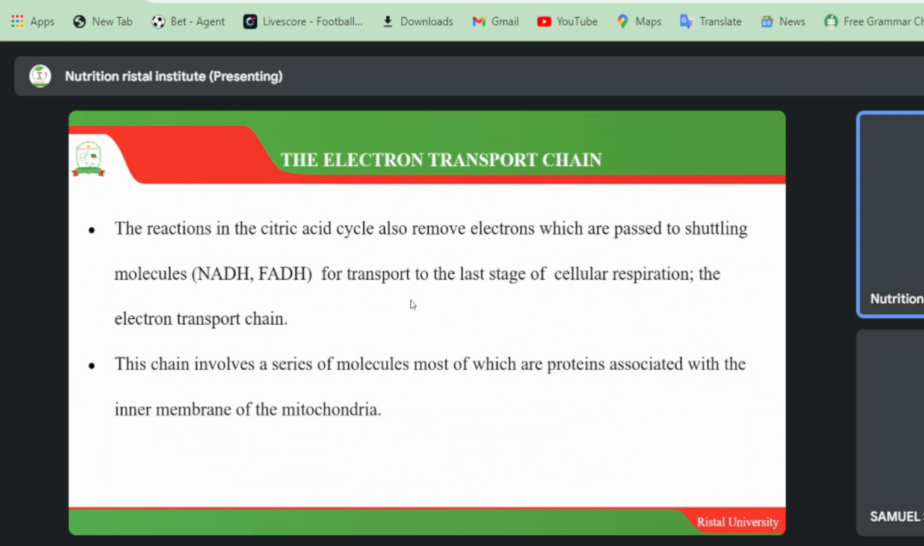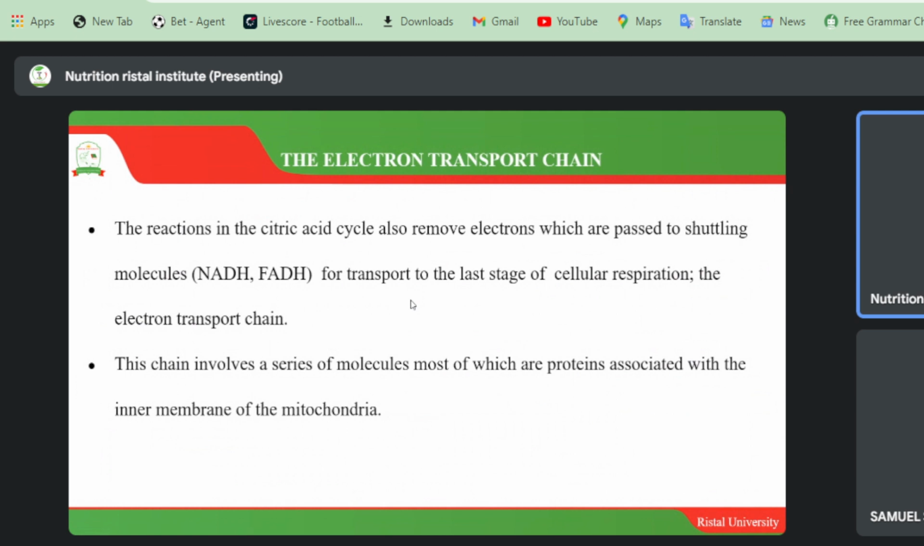And then continuing to what is called the electron transport chain. This is the final step of cellular respiration, and it's one that results in the production of a lot of energy. Most of the energy, ATP, is yielded through this. The reactions in the citric acid cycle also remove electrons, which are passed to carrier molecules, which are the NADH and the FADH2, for transport to the last stage of cellular respiration, the electron transport chain.